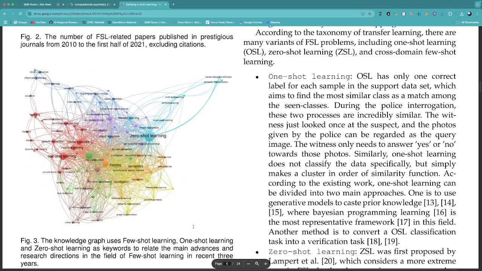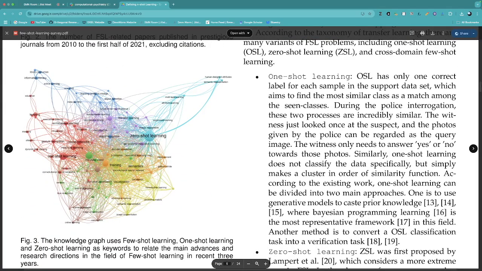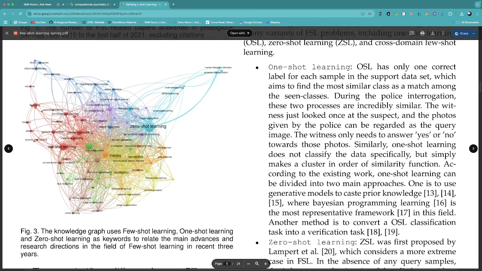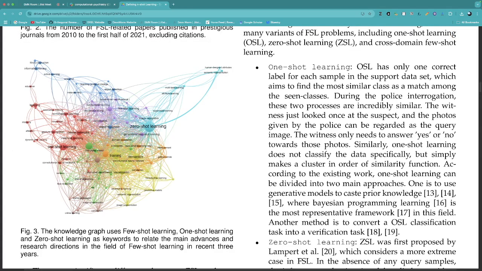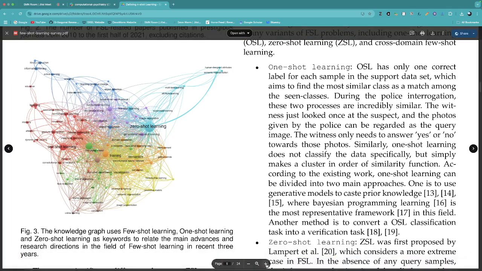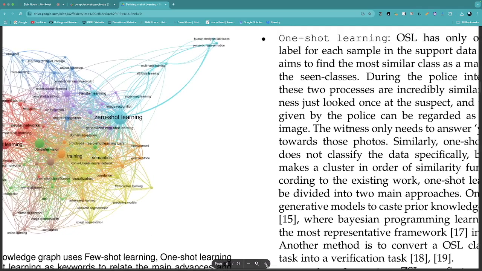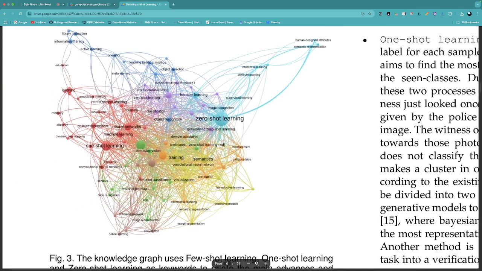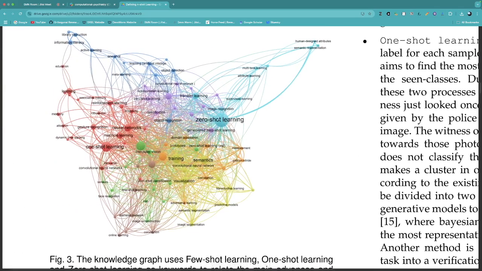Okay. So this shows one of the knowledge graphs here for few-shot learning. One-shot learning and zero-shot learning are keywords to relate the main advances in research directions in the field of few-shot learning in the last 3 years. So this shows examples of these things in the literature. To be clear, this is one-shot learning, this is zero-shot learning, and this is a literature graph where we're looking at different topics related to these different types of learning.